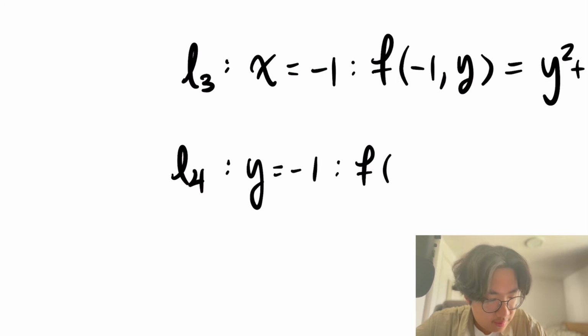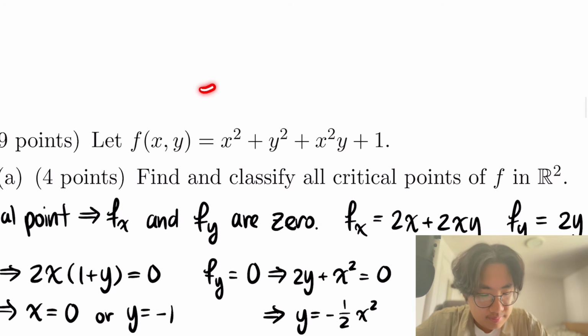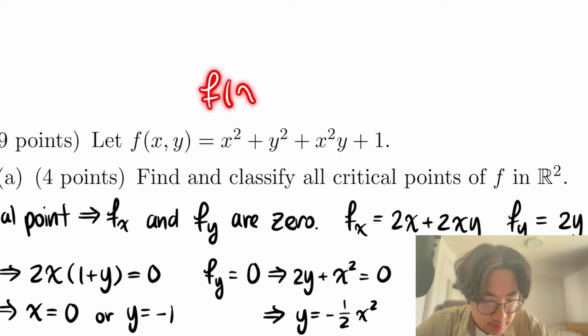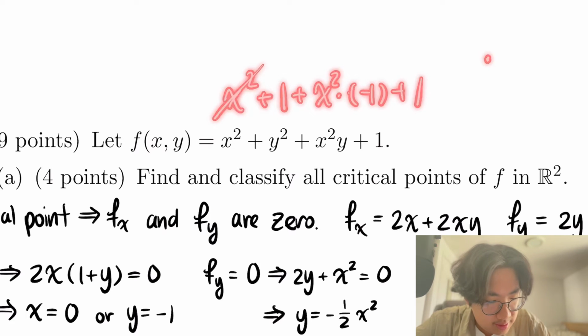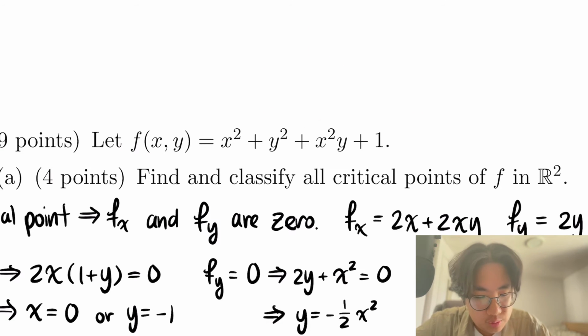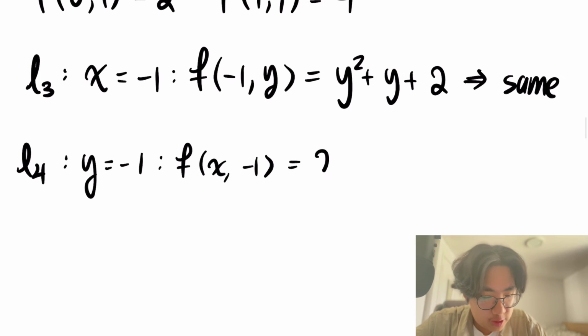So we have f of x comma -1. So again, -1 here, so you have x squared plus 1 plus x squared times -1 plus 1. So in this case, these two would cancel out, so you're left with a 2. So in this case, it's just constant on this interval, 2.